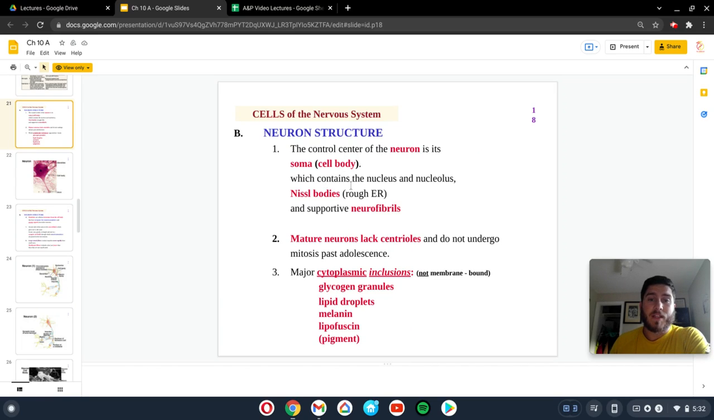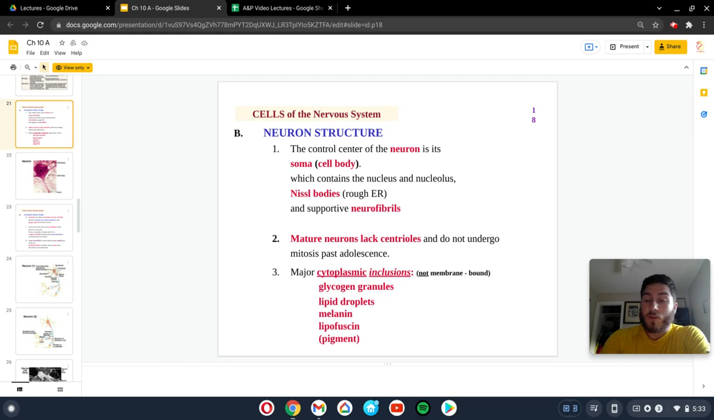Inside the soma, we're going to see that the nucleus and nucleolus are present. This is something that's familiar with many cells, that they have the nucleus, as well as these Nissl bodies that are located in the soma. Those are the rough endoplasmic reticulum that are located inside of that cell. Along with all of these components, we're going to have the supportive neurofibrils that are really important for making sure that there is a strong base for the different parts of the neuron, such as the axons. So, really important. These are really important structures.